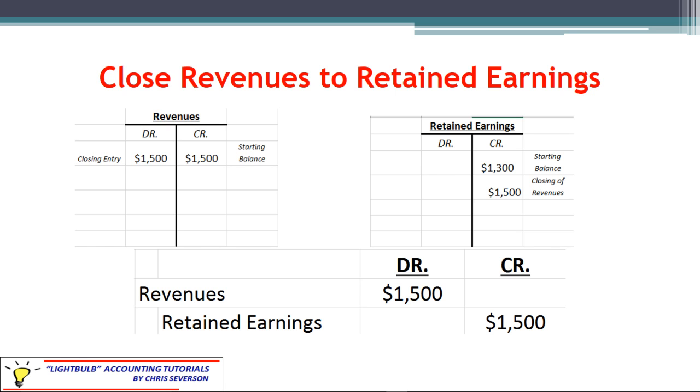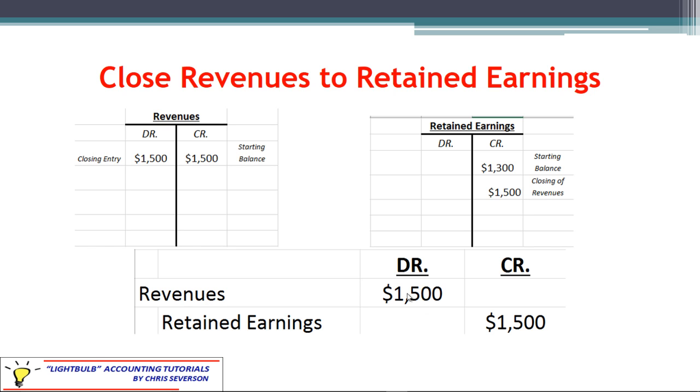Now, whenever we hear the term close, what we're basically saying is we're zeroing that account out and moving its balance to another account. So with revenues, assuming we had positive revenues throughout the period, it would start with a credit balance. So to get it to zero, we have to debit that same account for $1,500. Now we have a zero balance in revenues. So again, we debit revenues for $1,500 to close it.